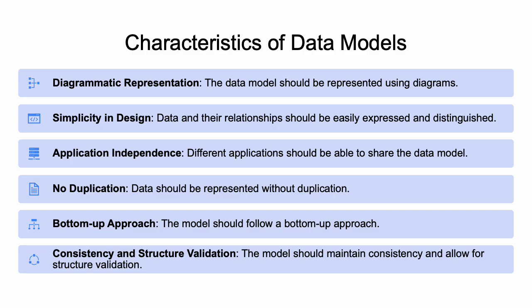Next one is application independence. The data model should be designed in a way that allows different programs or applications to use it without needing major changes. No duplication. Each piece of data should only be represented once in the model to avoid redundancy. Bottom-up approach. The data model should be built starting with the most basic data and gradually adding more details.